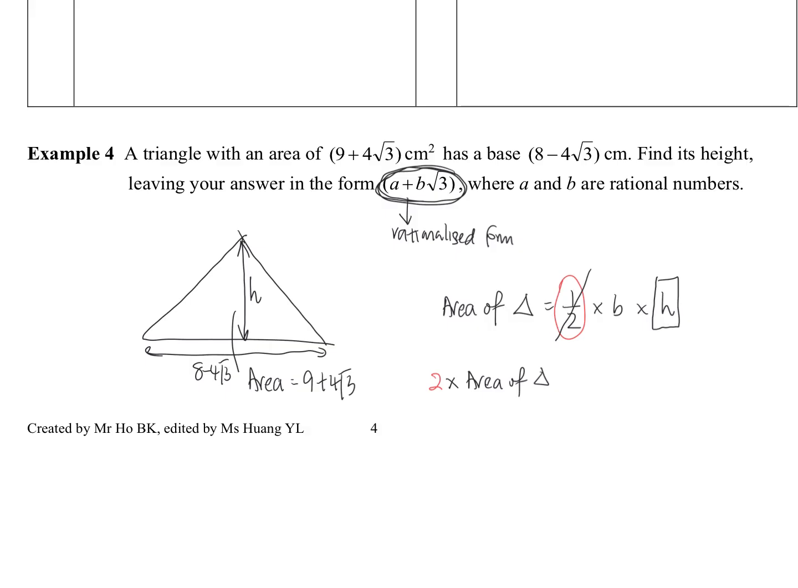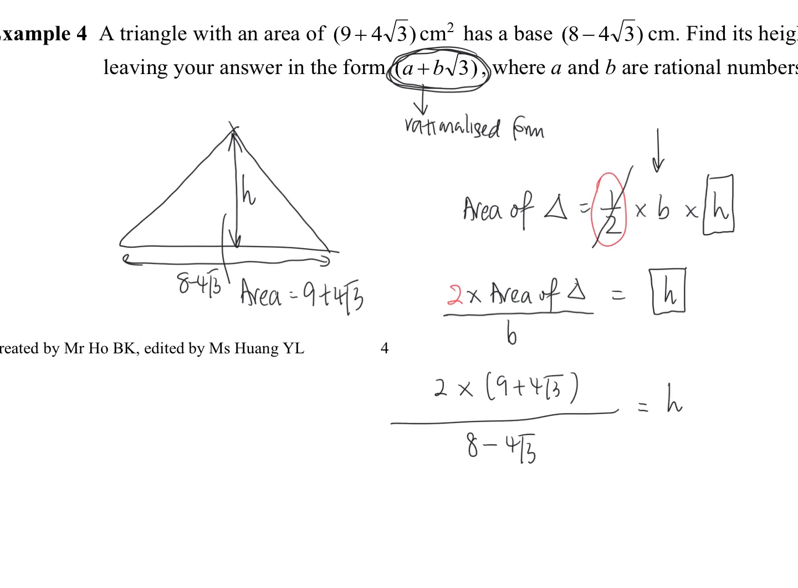And then I also need to get rid of the base. So what do I do? How do I get rid of this base? I bring over and divide. So in order to get height, I need to multiply my area by 2 and then divide it by my base. So this is as good as a fraction that you need to rationalize. So when you are given a question like that, you are expected to rationalize. So before that, let's simplify first.